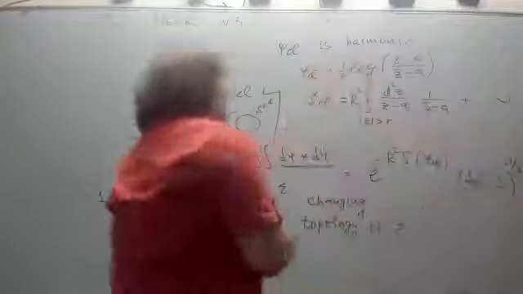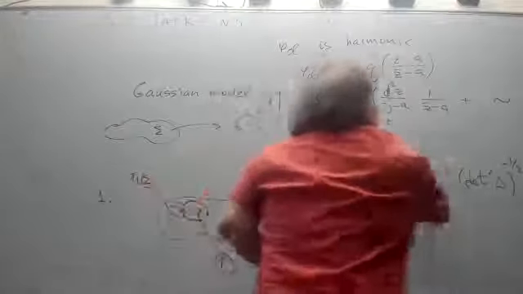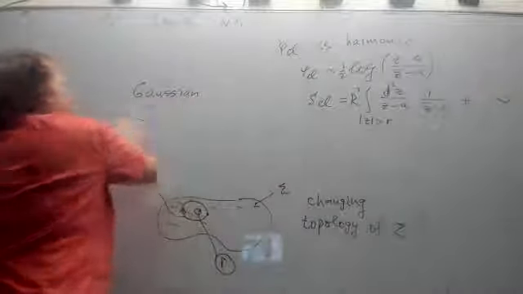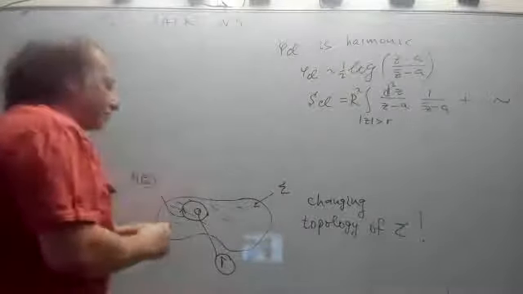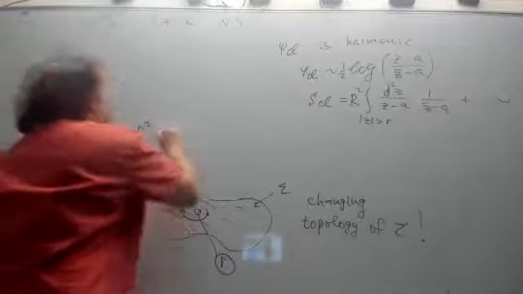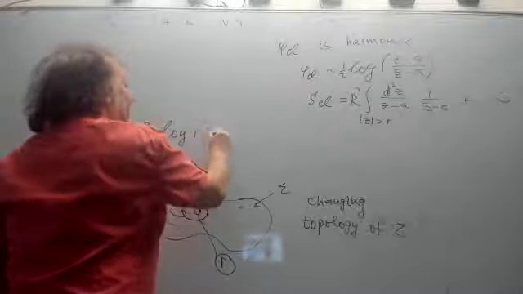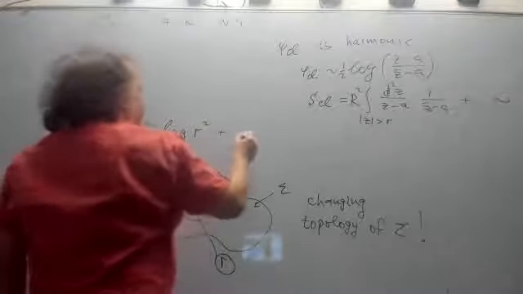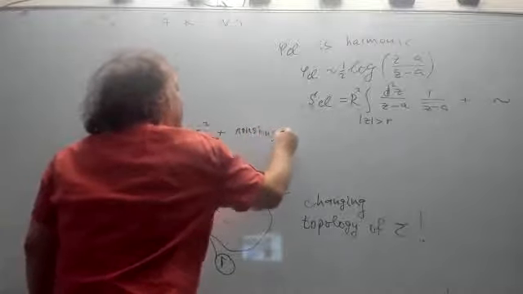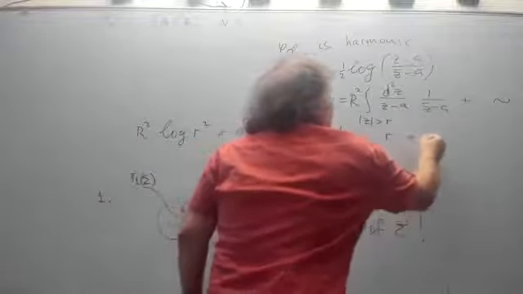This thing goes as, okay, now I'll erase this classical picture. And you would see that it goes like r squared log of r squared plus terms that are non-singular when r goes to 0.